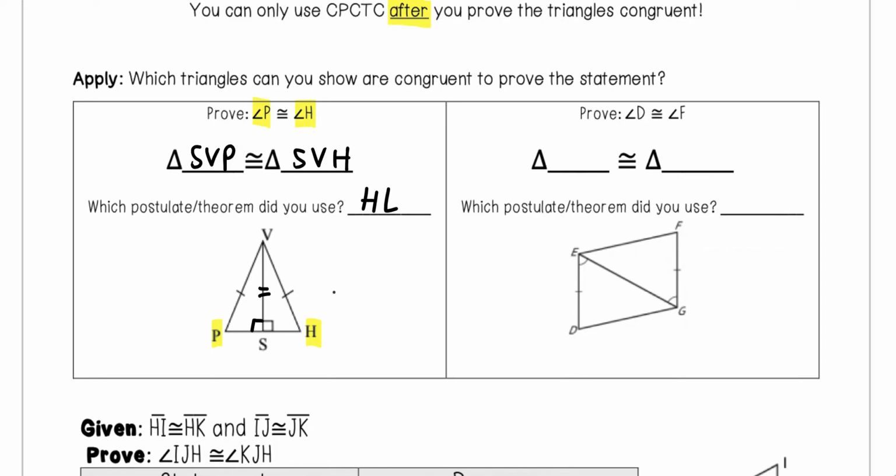So now that I know those two triangles are congruent, by CPCTC, I can say that angle P must be congruent to angle H because these are congruent triangles, so their corresponding parts must also be congruent. So similarly, in the next example, we're being asked to prove that angle D is congruent to angle F. So looking here at angle D and angle F, we first need to find two triangles by one of our theorems that makes these congruent.